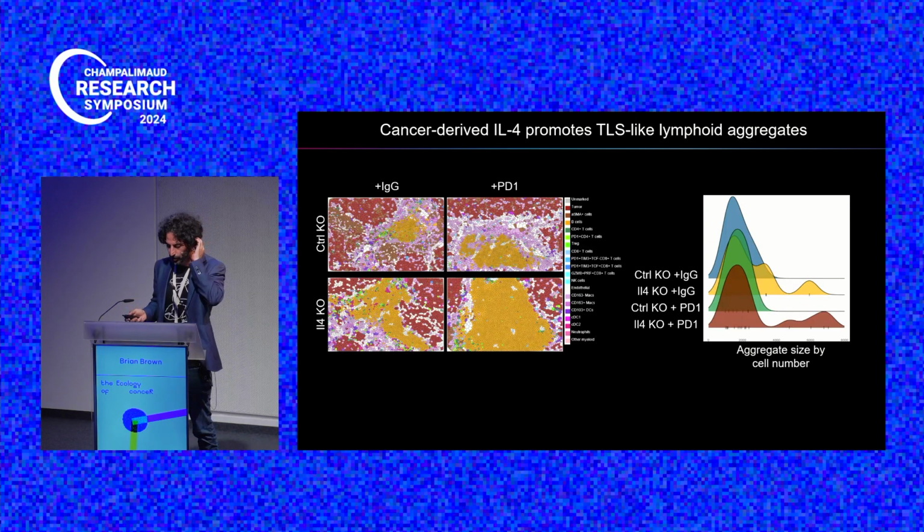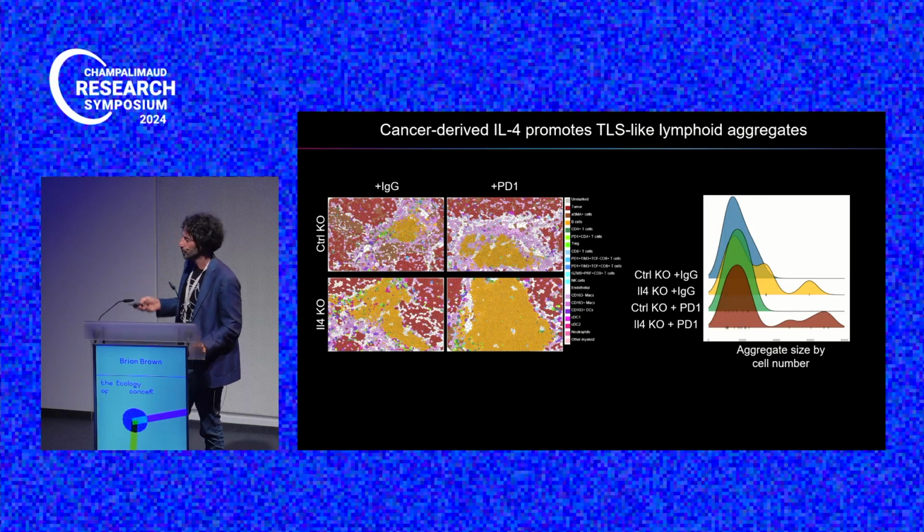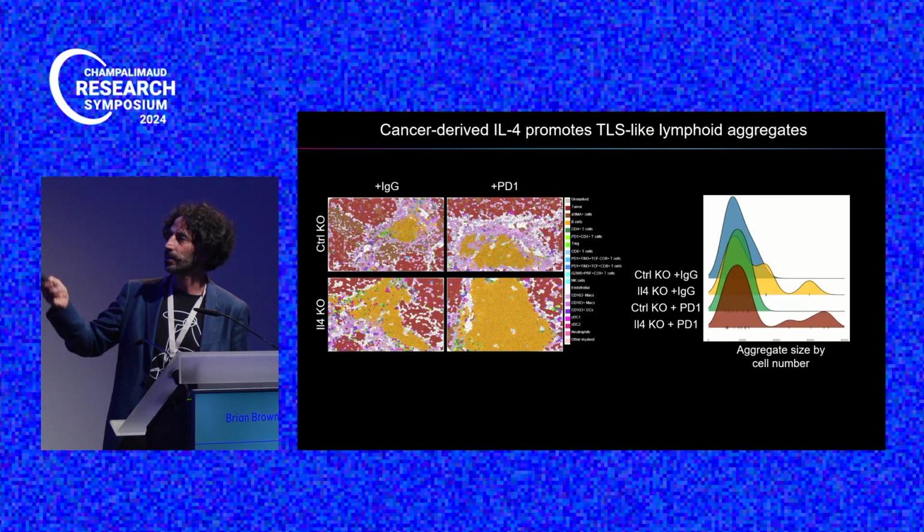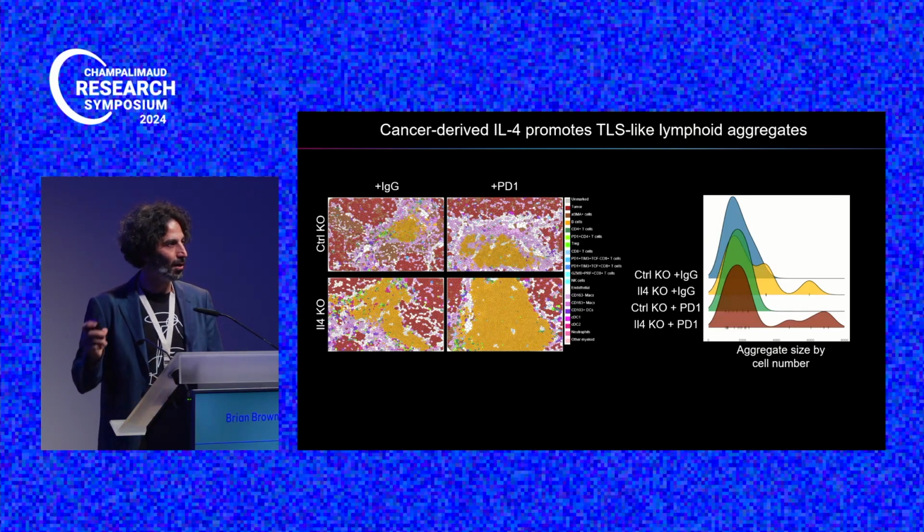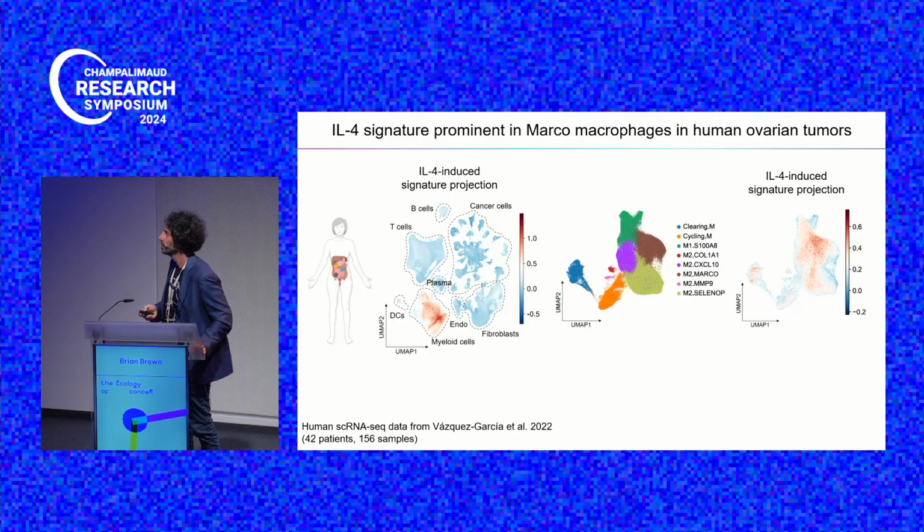And this is just to show you the other thing that we see quite profoundly, which is an increase in these TLS-like structures within these tumors. This is an example: when you have IL-4 knockouts, they're much bigger. You can see that here in this graph, telling us that not only were we getting more T cells in, but we were getting more TLS in these tumors, which is associated with better prognosis.